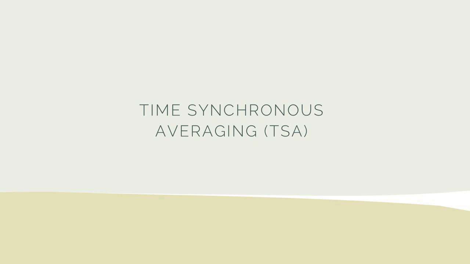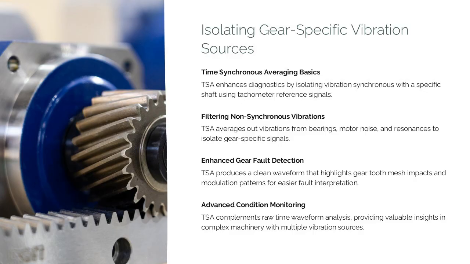Isolating gear-specific vibration sources, time synchronous averaging, TSA. Time synchronous averaging is a powerful signal processing technique used to enhance gearbox diagnostics by isolating vibration components that are synchronous with a specific shaft. By using a tachometer signal as a reference, TSA averages out non-synchronous vibration sources such as bearings, motor noise, and structural resonances. The result is a clean time waveform that emphasizes gear-related events, including tooth mesh impacts and modulation patterns.